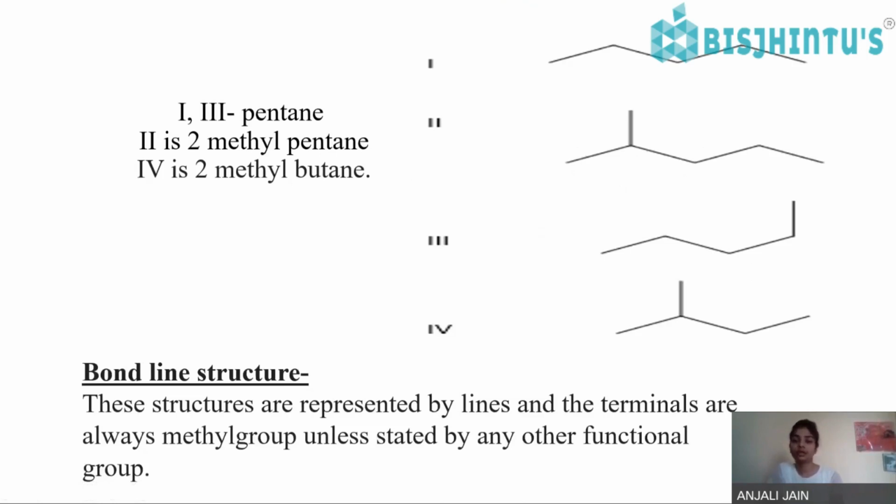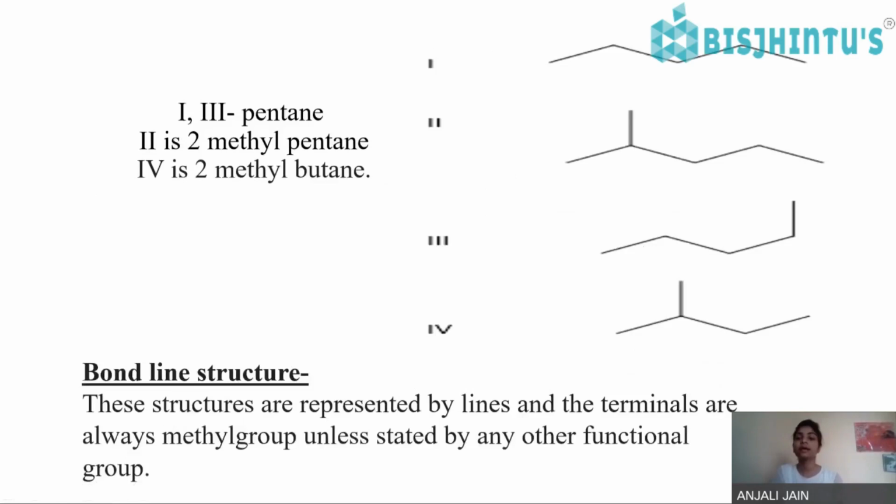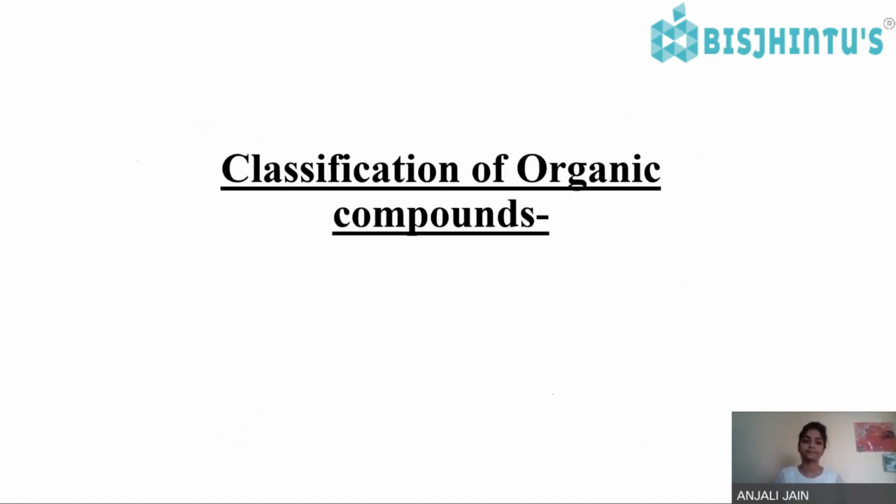Now we look at the fourth structure. At the second position, there is a methyl substitution, but it is a 4-membered chain. So this will be butane, because 4 carbons are there: methane, ethane, propane, and butane. So 2-methylbutane will be there.